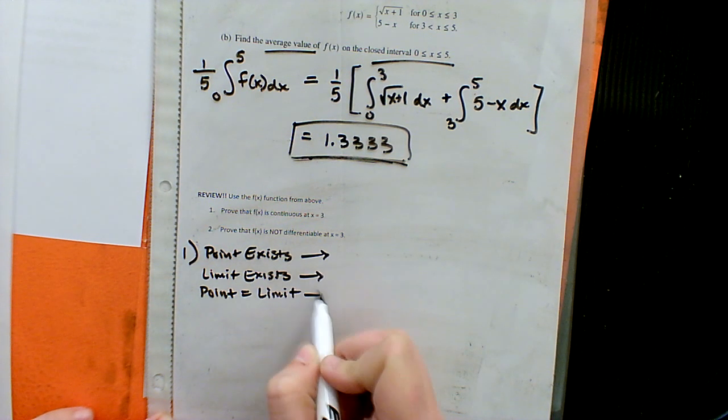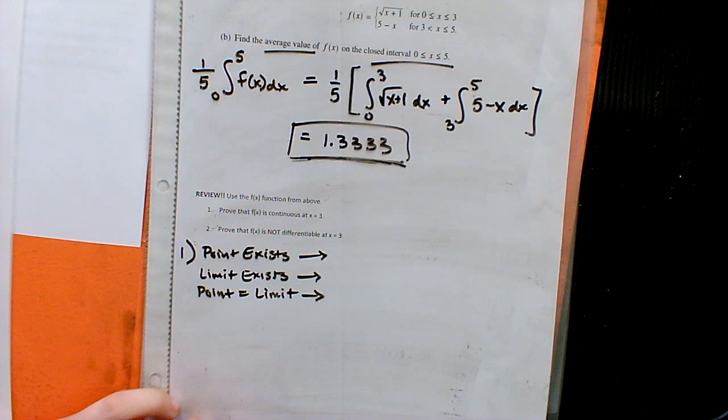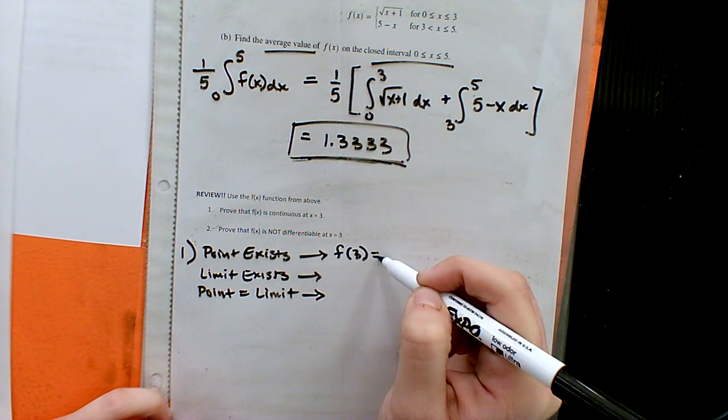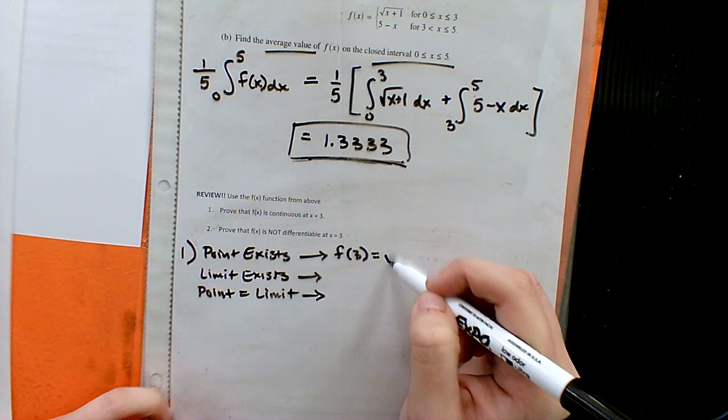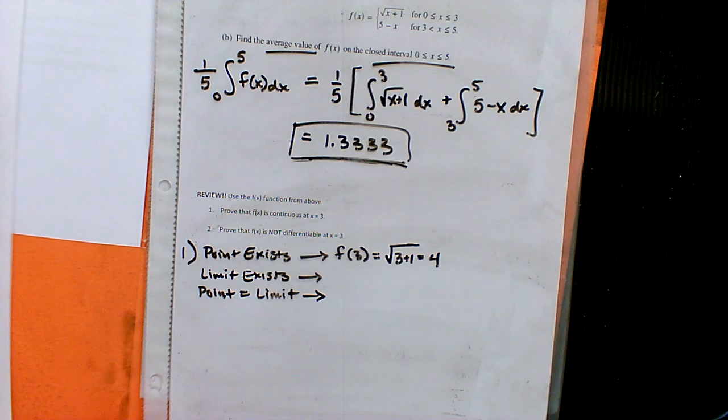All right, let's do each one of these. Do we have a point value at 3? How can we find it? Plug it into which function? The top one. Okay, so our point exists and it's 4. How can we find a limit value?